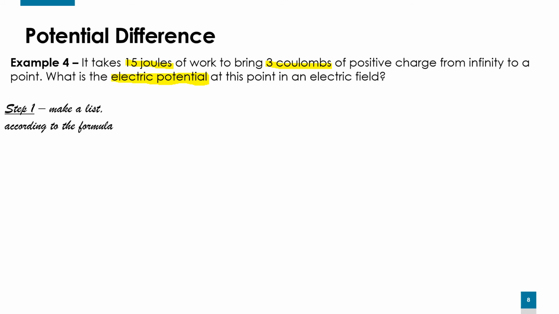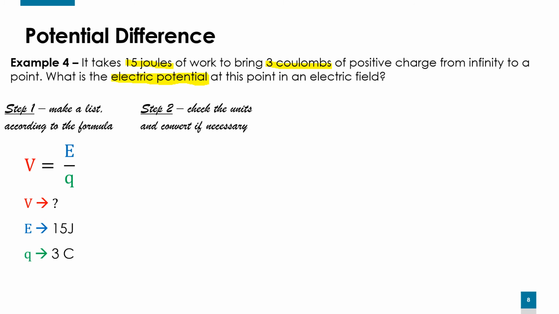Let's make a list according to the formula. Do I have V, potential difference? No, I need to calculate. Do I have energy? Yes, 15 joules. Do I have charge? Yes, 3 coulomb. Check the units. Energy in joule, charge in coulomb. It's fine? Yes.